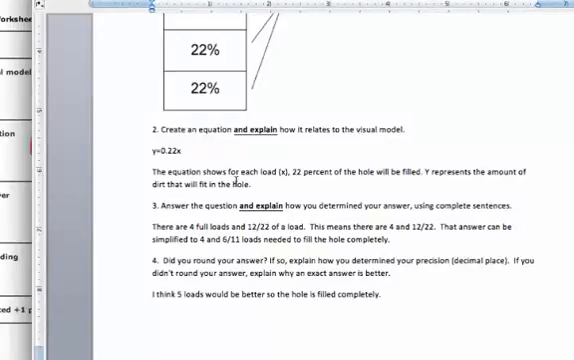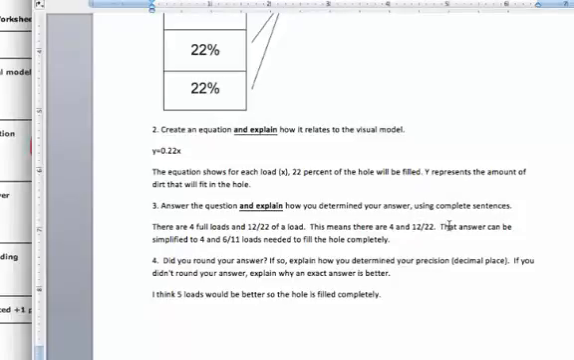Number 3 says answer the question and explain how you determined your answer using complete sentences. There are 4 full loads and 12/22 of a load. This means there are 4 and 12/22. And this is my way to write the mixed number 4 and 12/22, to put the word "and" in here. If you put 4 right next to the 12, it may look like 412, so I just decided to do it this way.